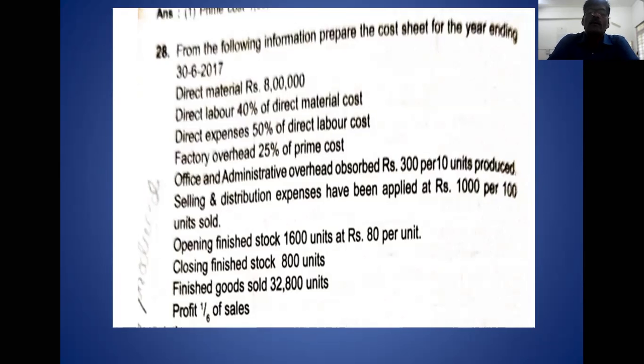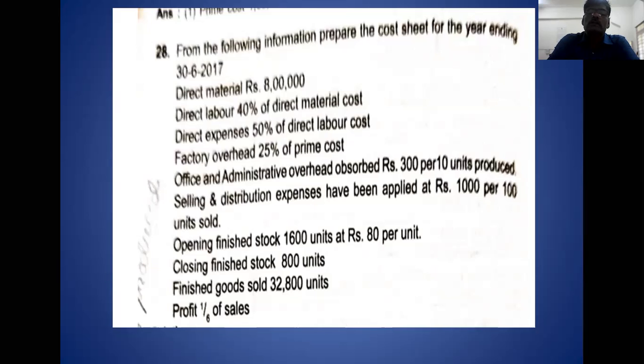Okay. The next is opening finished stock. Opening finished stock is 1600 units. Its cost is 80 rupees per unit. You adjust this in cost of production. That is, add opening finished stock in the cost of production.